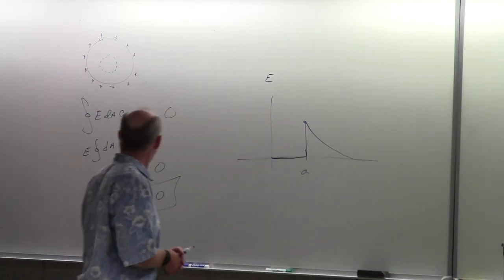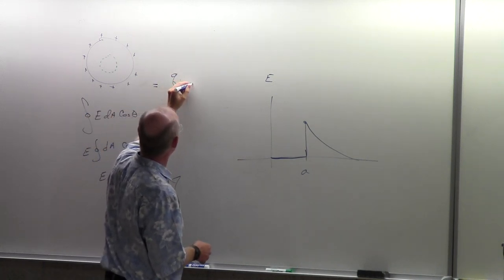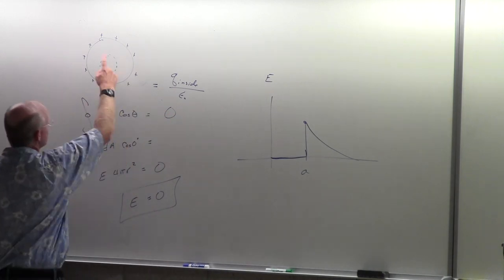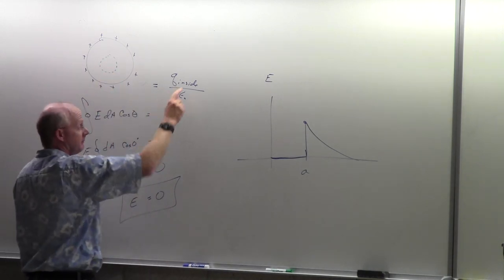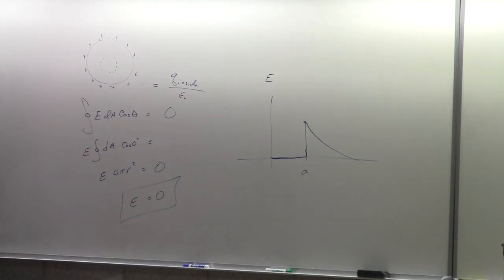So what's equal to zero? This is Q inside over epsilon. And so there's my, how much charge is inside? Zero. No charge inside. And then, solve the math.